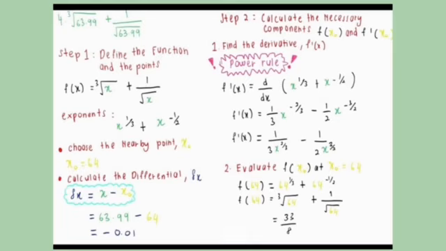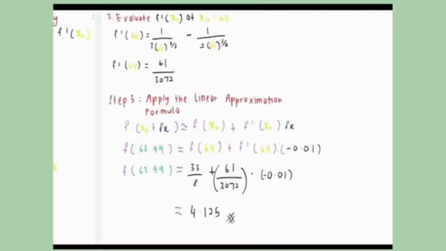Second, we need to evaluate f(x0) at x0, which is 64, into the function, which is this one. So we get the answer 33/8. After that, we need to evaluate f prime(x) at x0, which is 64, into f prime(x). So after we calculate, we get 61/3072.